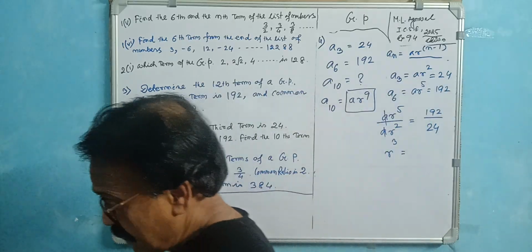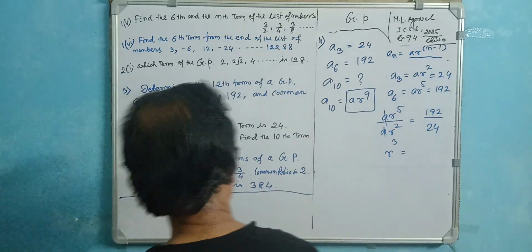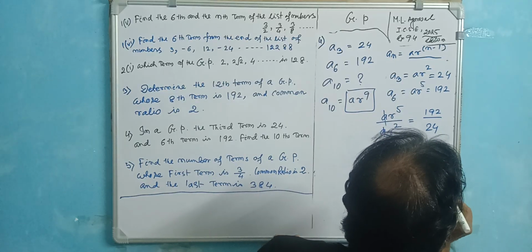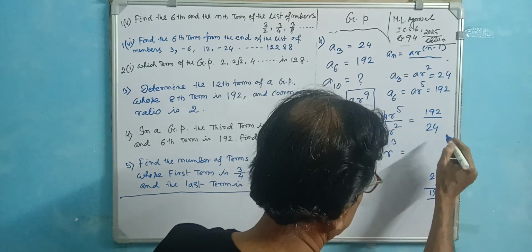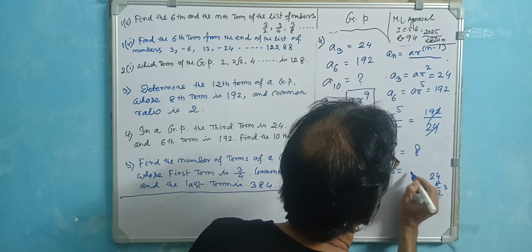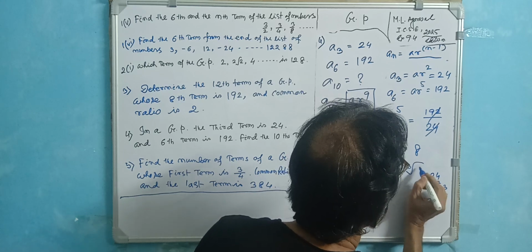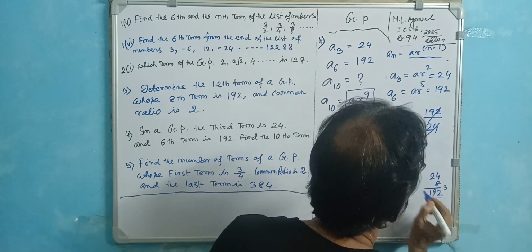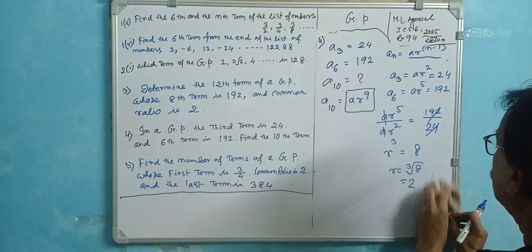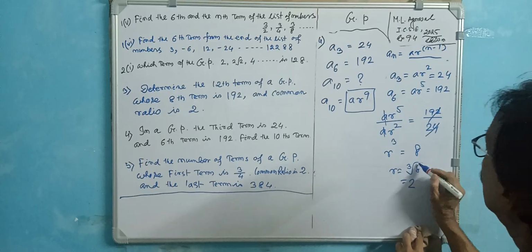So 192 divided by 24, if you cut it, you get 8. So what is the value of R? R is the cube root of 8. So that is 2. What is the value of R? You get 2. No problem. Clear?